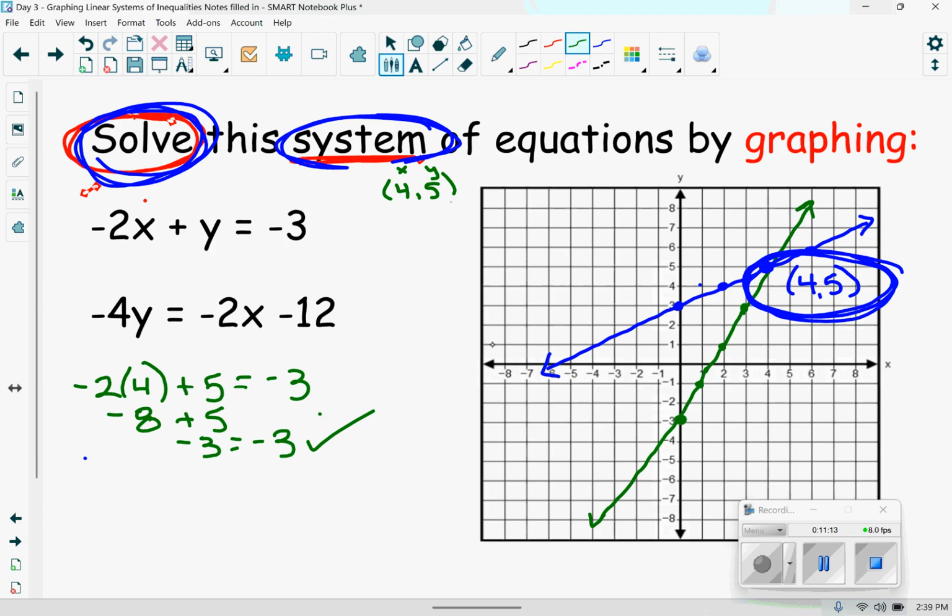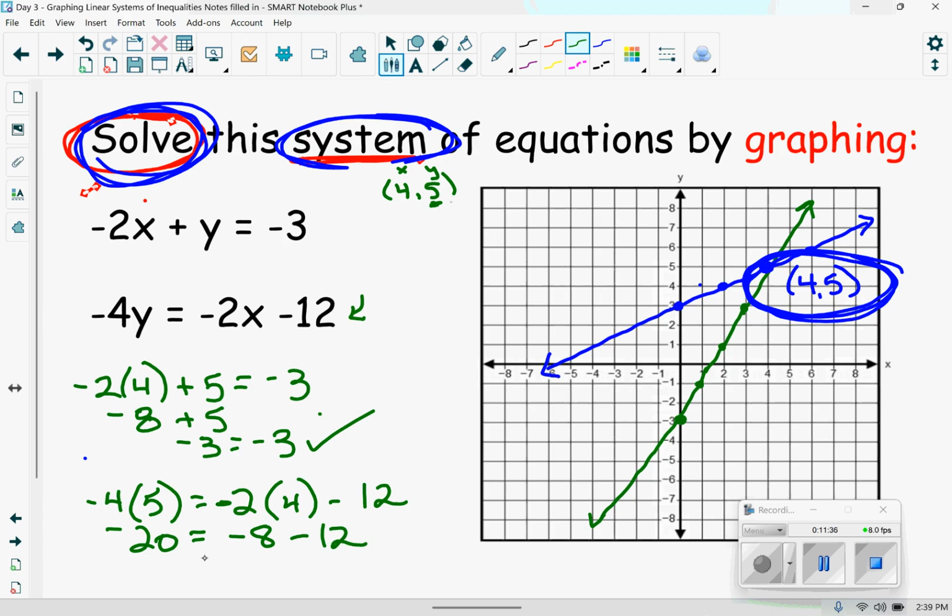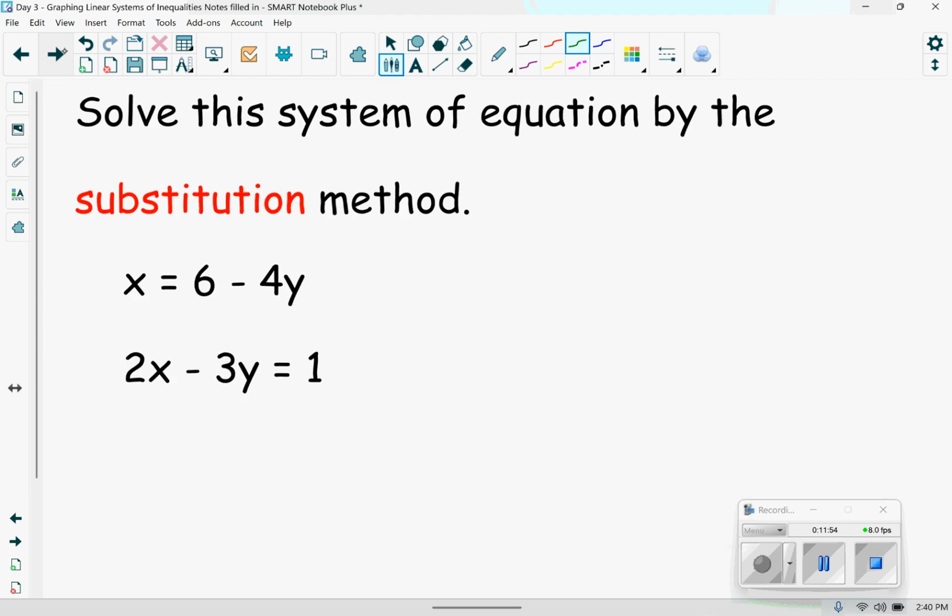Check. But it also has to work down here in this equation. So let's put it in that one. So -4 times the y, which is 5, equals 2 times x, which is 4, minus 12. Does this work? I don't know. Let's see. This would be -20. This would be -8 minus 12. Well, -8 minus 12 is -20. What do you know? It did work in both of the equations. So I am 100% sure that (4, 5) is my solution to that system. So what we're going to do today is very, very similar.